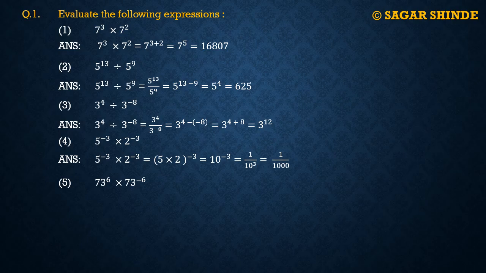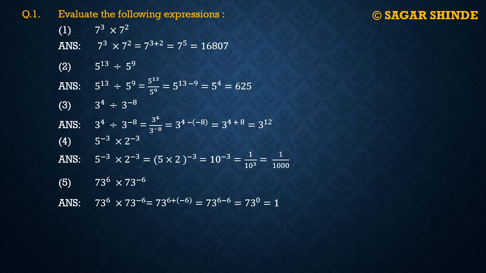So here what we can do, we have same base and different powers, which means we will keep the same base, and as there is multiplication between these two numbers, we will simply add the powers. So we have written 73 raised to 6 plus minus 6, because by the law of multiplication, if there are same bases, we keep the same base and we add the powers. The power of the first number is 6 plus the power of the second number is minus 6, that you need to write in the bracket.